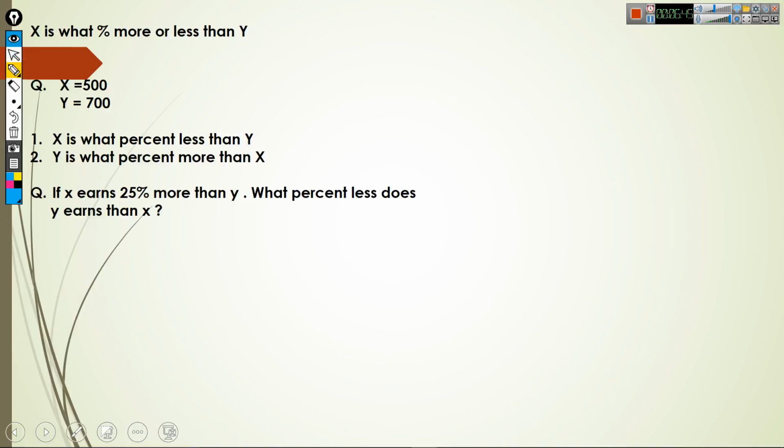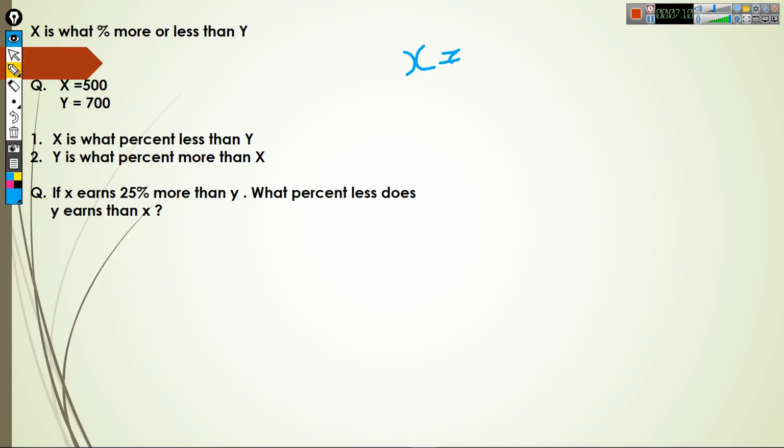If you have previously attended the IBPS PO prelims exam, then in data interpretation you will get questions like: x is what percent more or less than y. To solve this, let's see an example.